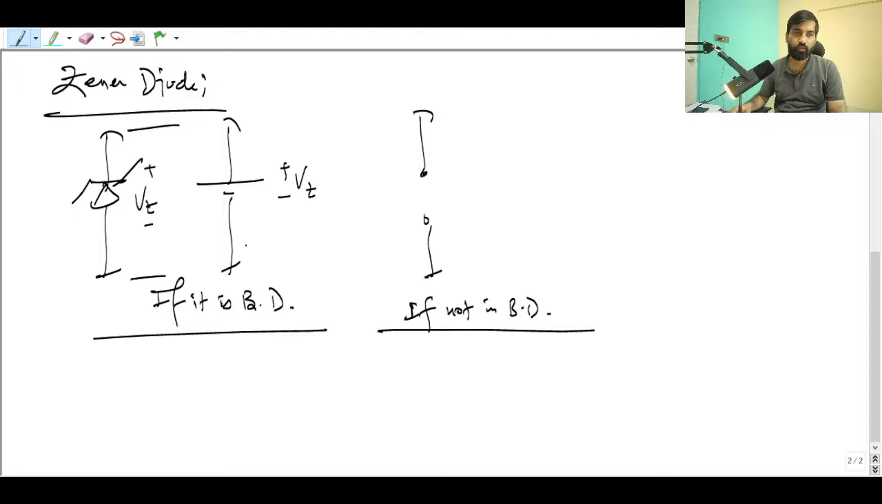So what I was telling here is when the Zener diode is in breakdown and when it is not in breakdown. If it is in breakdown, it will be replaced by a battery, and the polarity will be plus to minus like this. And if the Zener diode is not in breakdown, you have to replace it by an open circuit, simple, right?